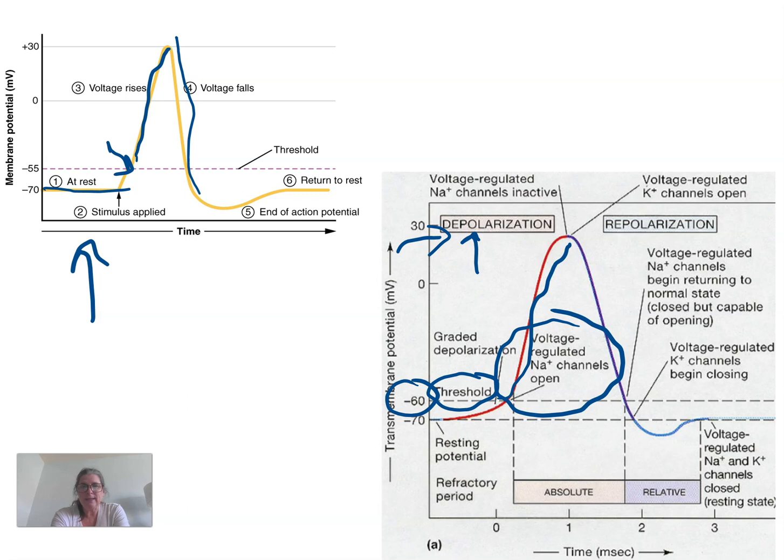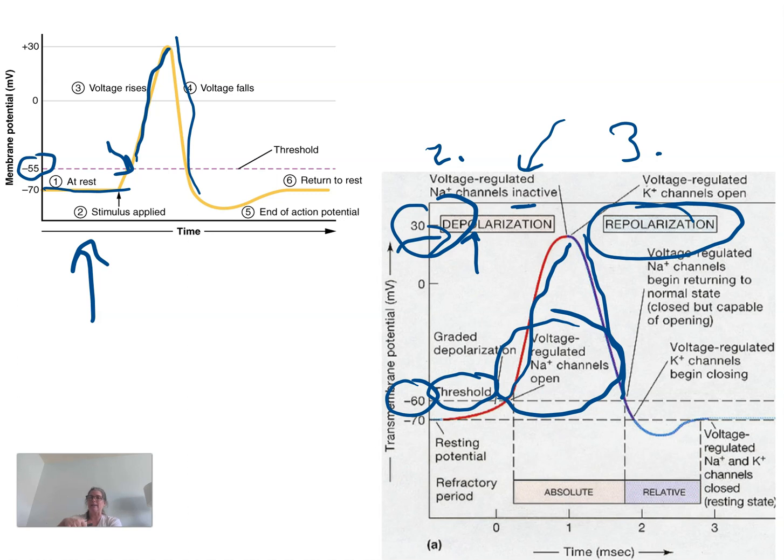Now remember, that happens at, I don't care if you want to learn minus 55 or minus 60, depends on what book you're looking at. Now, the second thing is that once we hit plus 30, that's when the voltage-gated sodium channels close. So now they close and they can't open. Notice they become inactive. The third thing that happens at plus 30 is the voltage-gated potassium channels open. Now remember, if you open potassium channels, potassium is going to rush out of that cell. So now we're losing positive charges and we repolarize. We start to come back down.